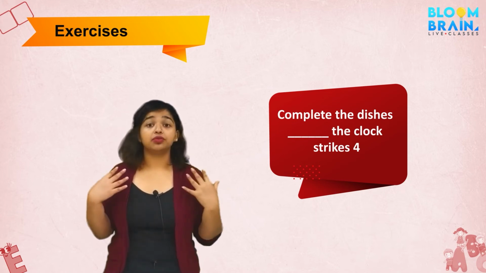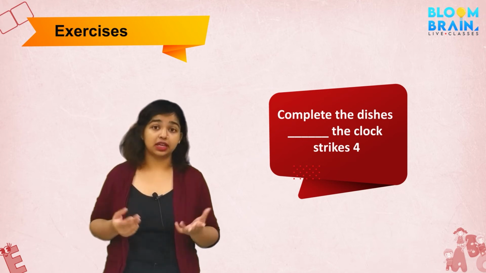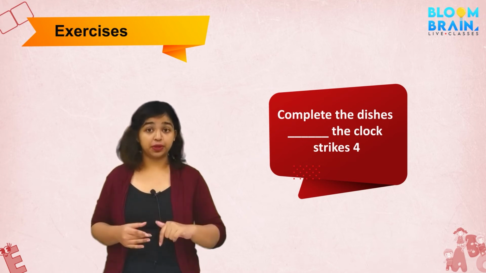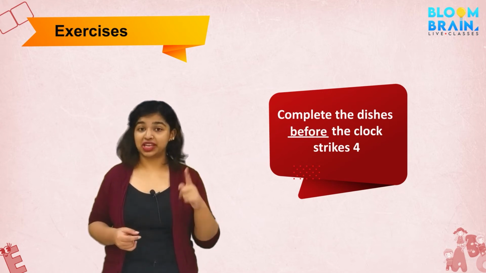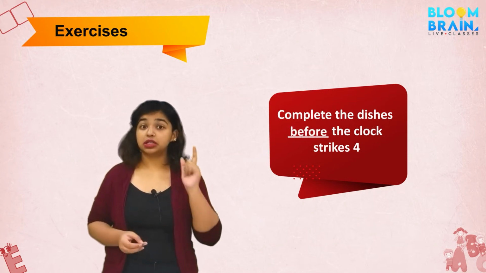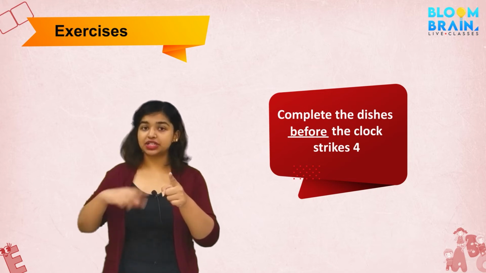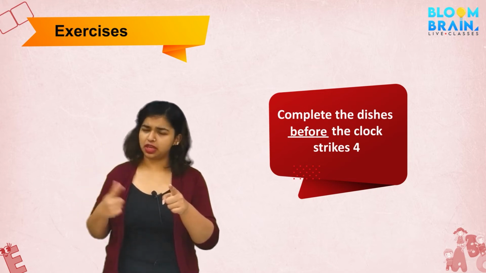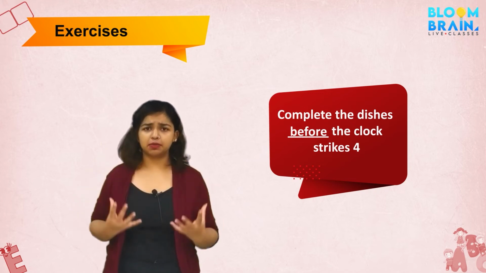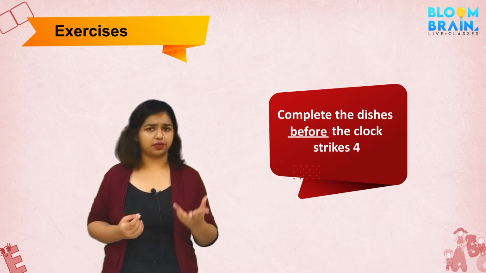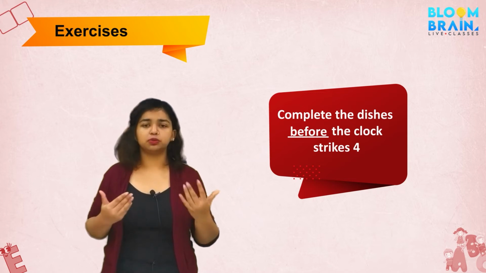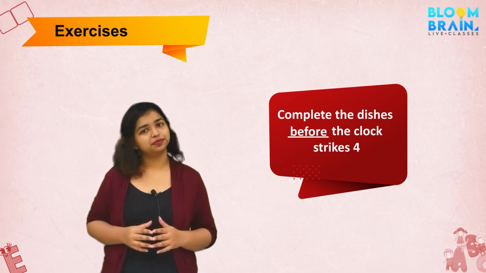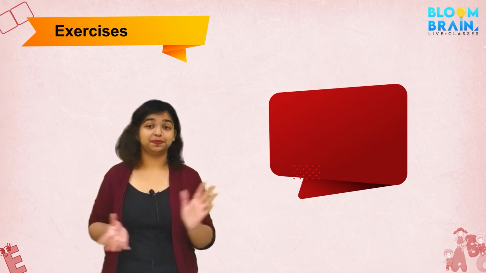Okay, so here I have an order that I should complete doing the dishes before the clock strikes 4. So complete the dishes dash the clock strikes 4. Okay, since here there is a time limit, we are not going to use after. So it's like something that I have to do before only. So before the clock strikes 4. Next.